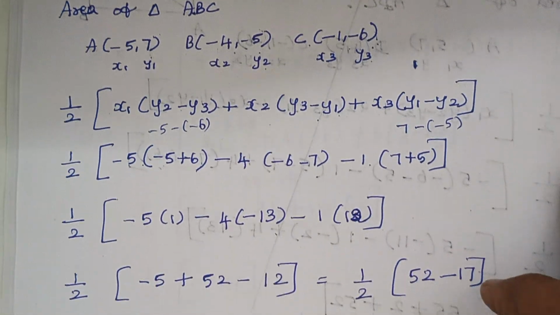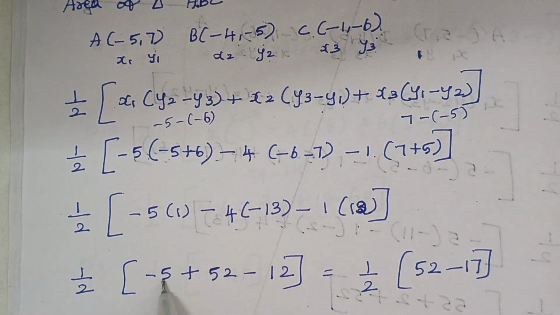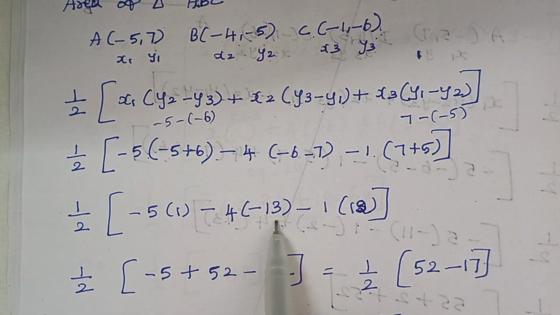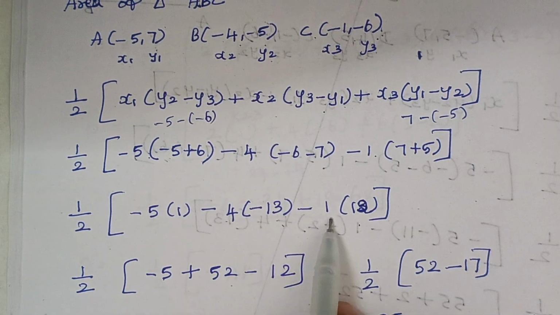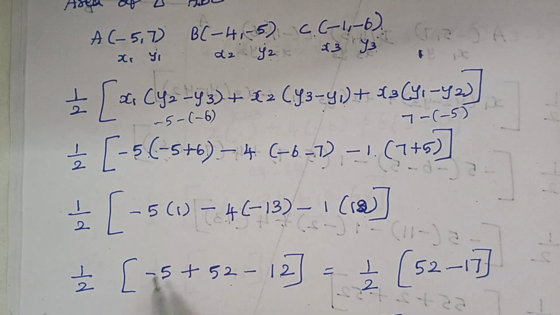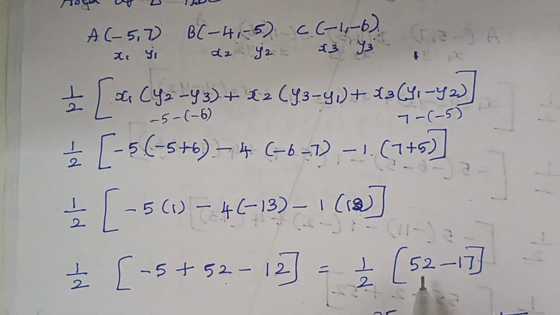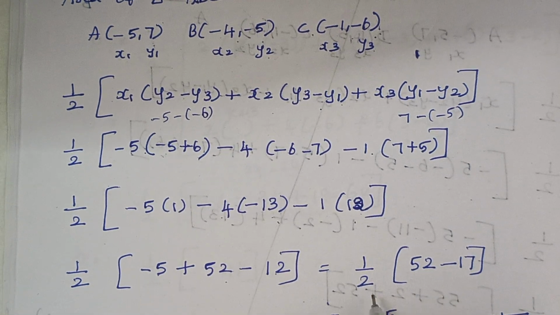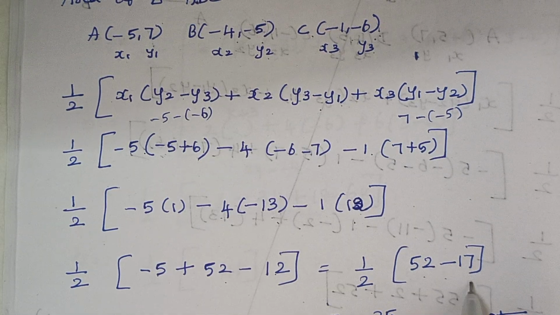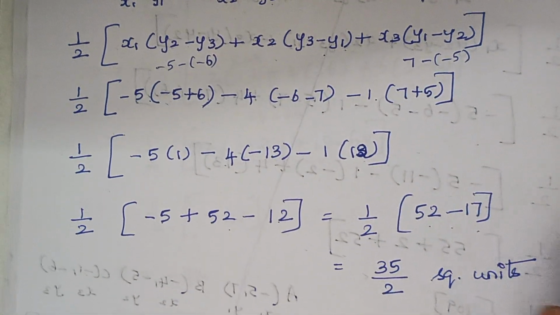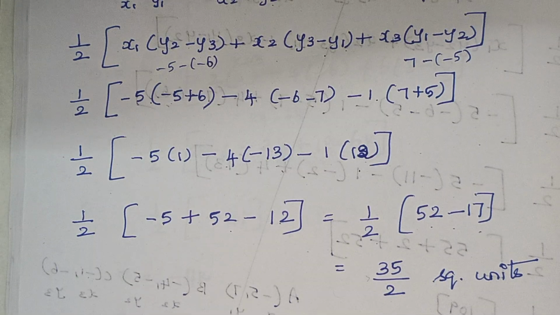Now once you simplify this, minus 5 into 1 is minus 5, minus 4 into minus 13 is plus 52 and minus 1 into 12 is minus 12. So once you simplify these terms, finally you get the answer as 1 by 2 into 52 minus 17, that is 35 by 2 square units, right? This is the area of the triangle ABC.